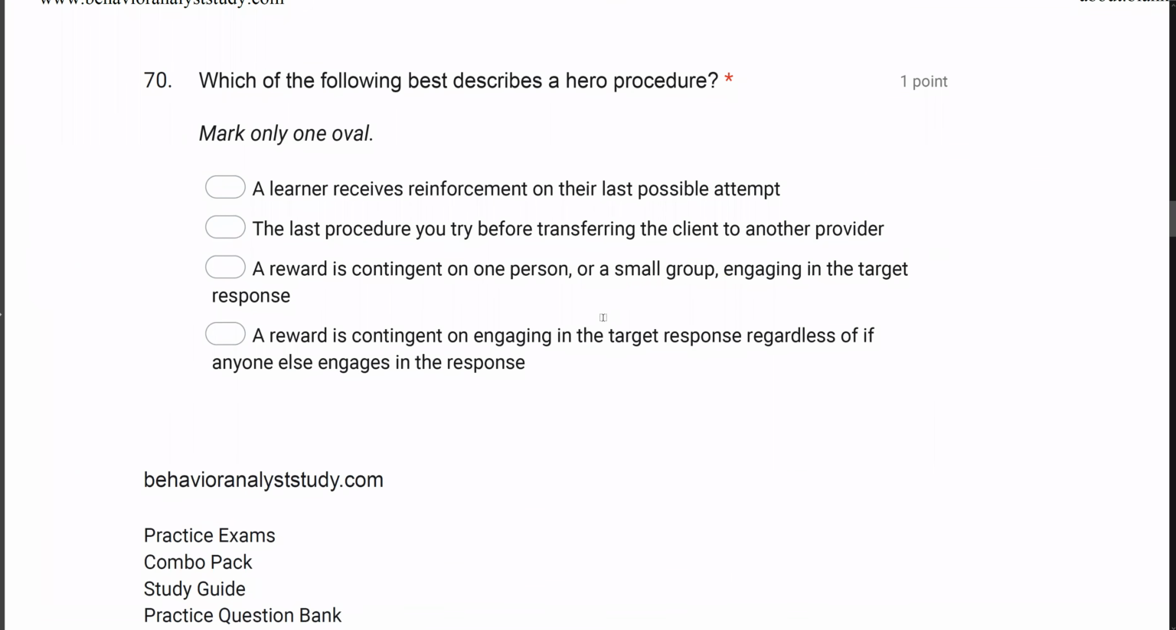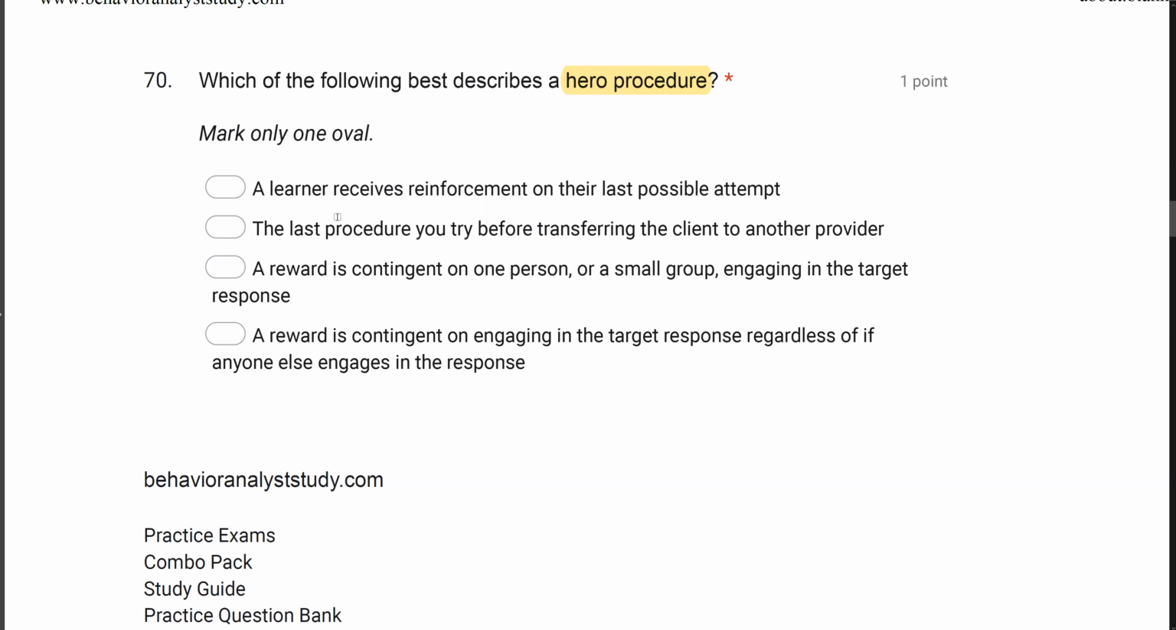Which of the following best describes a hero procedure? What is a hero procedure? Well, this is simply a vocabulary word question, right? So kind of easy, but some questions will be easy on the exam. We can't overthink them. We know a hero procedure is a group contingency, right? And it's a dependent group contingency. Remember, we have an independent contingency where you gain reinforcement if you do it, right? You're relying on yourself. We have interdependent where you're reliant on the whole group. And then we have a dependent or a hero procedure where you're reliant on one person or a small group.